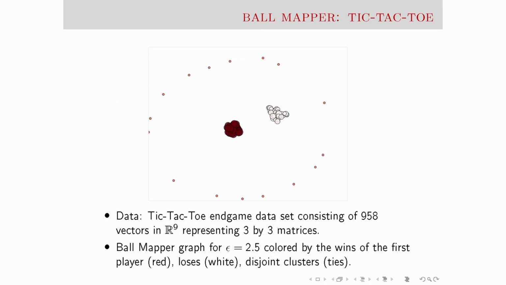So when we use the equivariant ball mapper, this is what we get. The value for epsilon, for those who are really into it, is 2.5. And what you can see is wins and losses and ties are their separate components. Again, for epsilon 2.5.